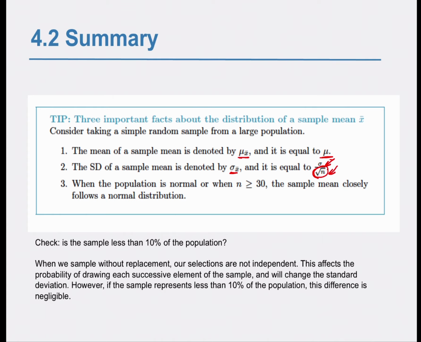Right? So when we sample without replacement, our selections are not independent, which affects the probability of drawing each successive element of the sample and will change the standard deviation. However, if the sample represents less than 10% of the population, this difference is negligible, which means so small that we're not going to care about it.